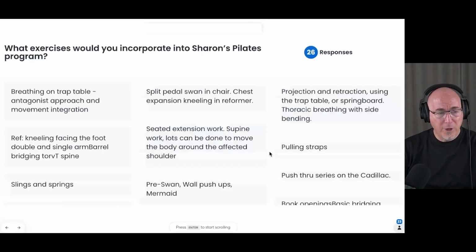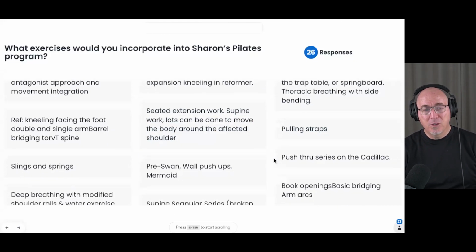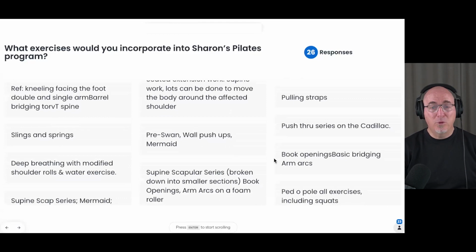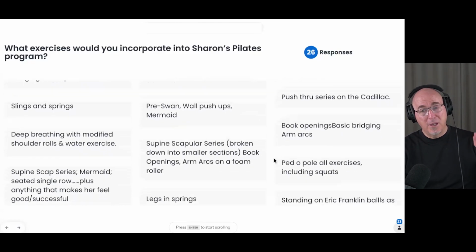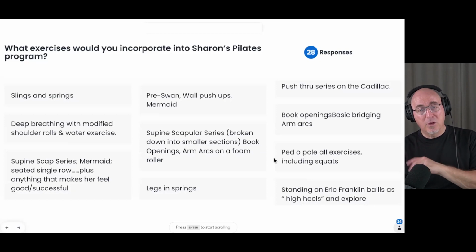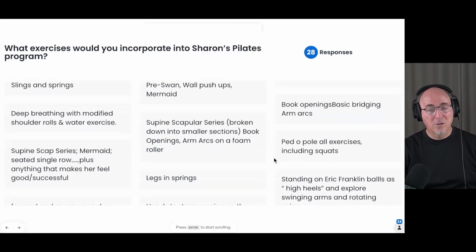All right, so breathing on trapeze table. Thank you for bringing breath into it. It's such an important part. Antagonist approach, split pedal on the chair, fantastic. Seated extension work, working within the range that they have, pulling straps. And remember, we're in stage 3, so she's going to be getting more and more range of motion naturally over the next 6 months. And we need to be strengthening and increasing function within those 6 months and within that range of motion. So these are good exercises.